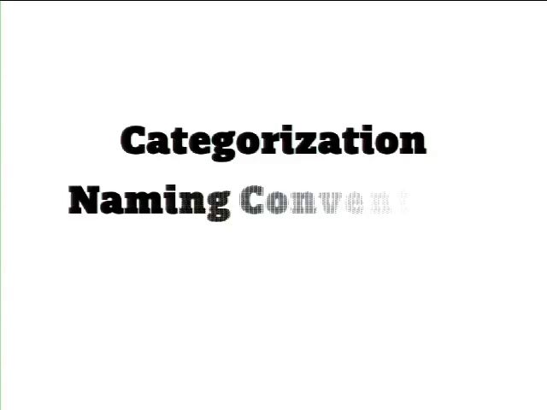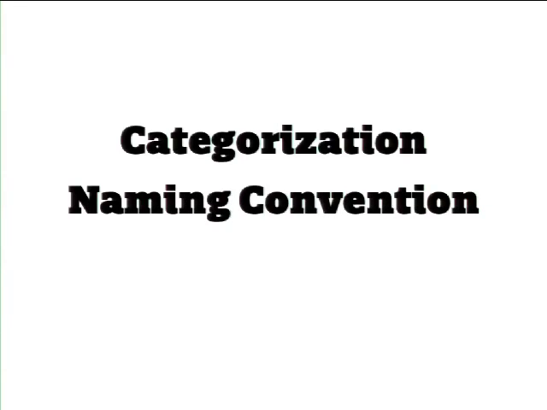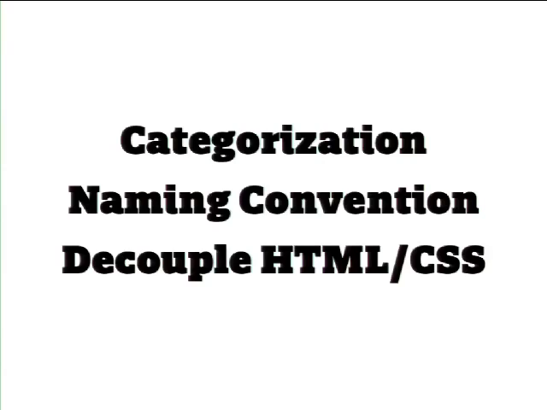One is categorization. How do we, what are the rules that we're writing, what are the purposes that they're serving within our design? Once we categorize things, what is the naming convention that we want to use to help clarify the intent of what we're writing? And lastly, and this is going to sound a little weird, decoupling HTML from CSS. This idea that yes, CSS is designed to style HTML, but bear with me, we'll get to that.